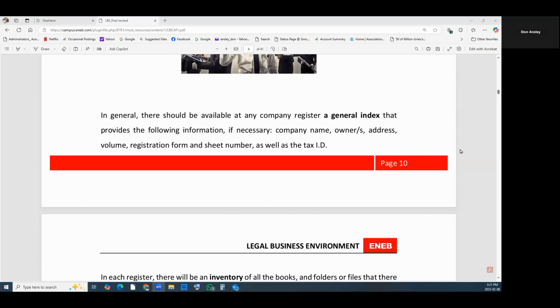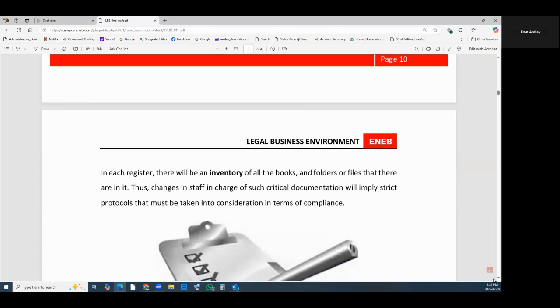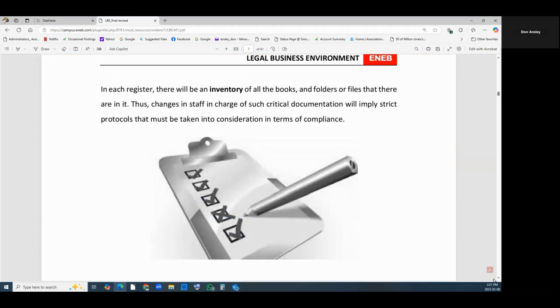In each register, there will be an inventory of all the books, folders, and profiles that are there in it. Thus, changes in staff in charge of such critical documentation will imply strict protocols that must be taken into consideration in terms of compliance.